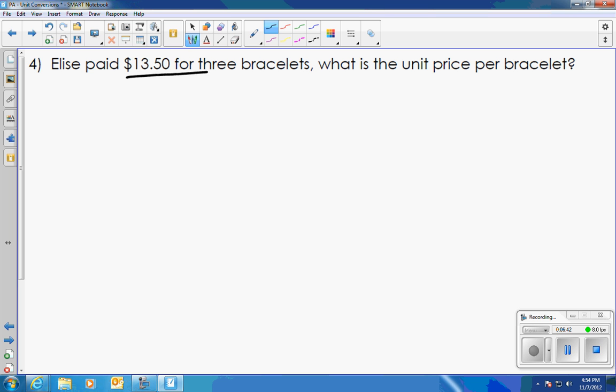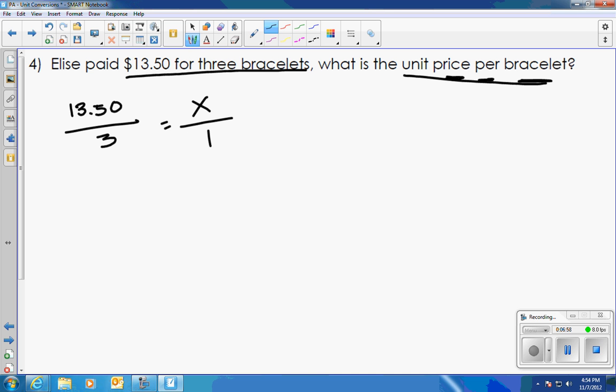Elise paid $13.50 for 3 bracelets. What's the unit price per bracelet? You can either write a proportion for this, where $13.50 is 3 bracelets, what's the price of 1 bracelet? Or you can just divide, because $13.50 for 3, if I divide that, it'll tell me what is per, because remember that the word per means divide. So each bracelet is $4.50. Again, as long as you show your work, I don't care which way you do it.